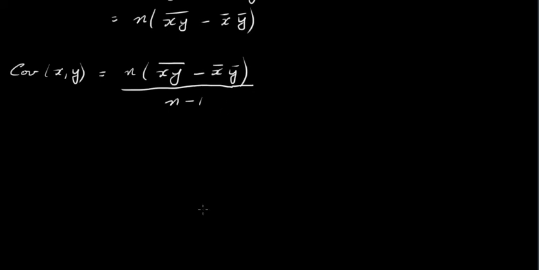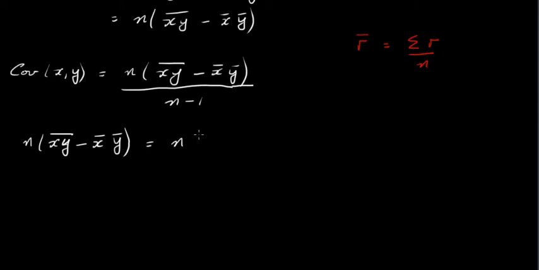So again, let's just start with the numerator. We're just going to start with the top part here again. So let's take n times (xy bar minus x bar y bar). Now this is just going to be equal to, let's have a look at this again. I did this earlier, but let's have a look again. Remember, if we take our x bar, that's just going to be equal to the sum of all our x's divided by n. Well, here we have xy bar, so that's just going to give us the sum of the xy's, and then we're just going to divide by n.